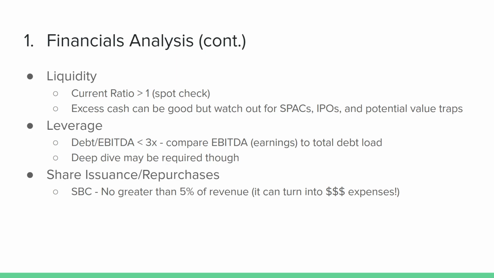Overall, I just want to make sure the company can cover their debt obligations over a certain period of time, given their earnings power. Lastly, I want to look at share issuance and repurchases. I don't want to invest in a company that's issuing more than 5% of revenue as stock-based compensation. That stock-based comp can turn into dollar expenses. And if they're not repurchasing the shares that they're issuing, it's just diluting the shareholders year over year. So it either equates to dilution or they're using the company's own cash flow to repurchase the shares that they're issuing to themselves.